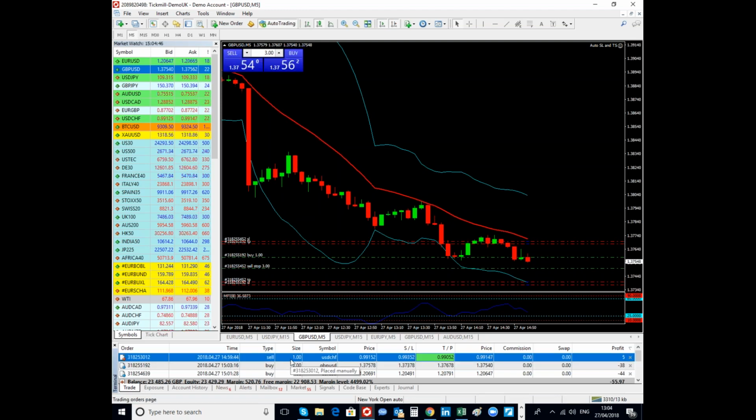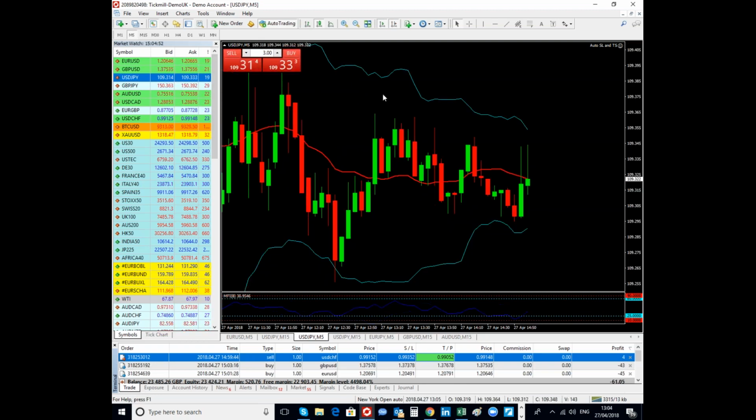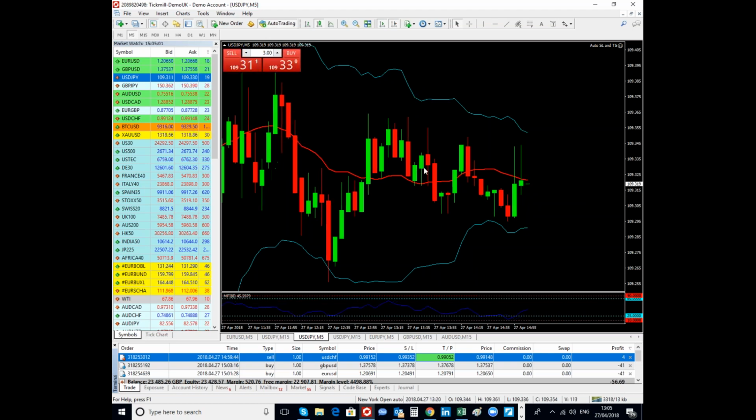Let's see which one's going to be profitable for us first of all. We'll find out. Dollar yen's been a bit horrible. See this dollar yen, do you see the middle band? You always get a reaction in the middle band. But dollar yen's been horrible today. If it hits one of the bands, we can take it.